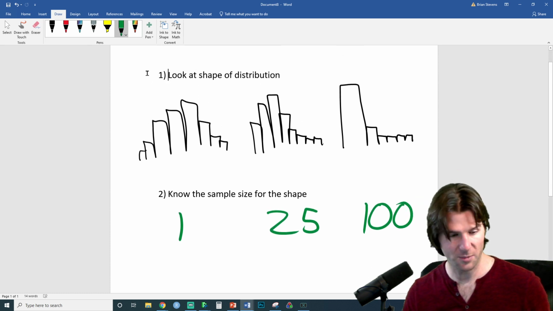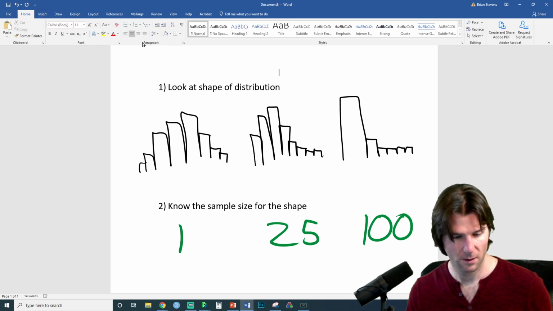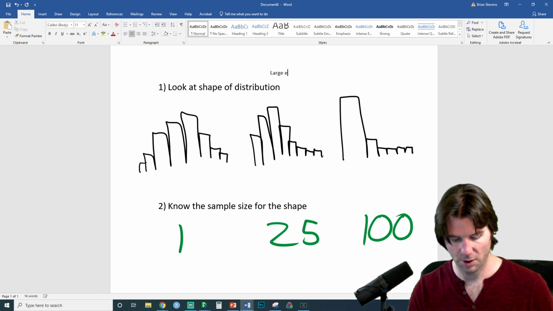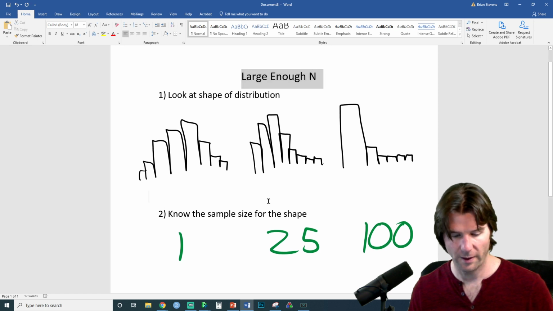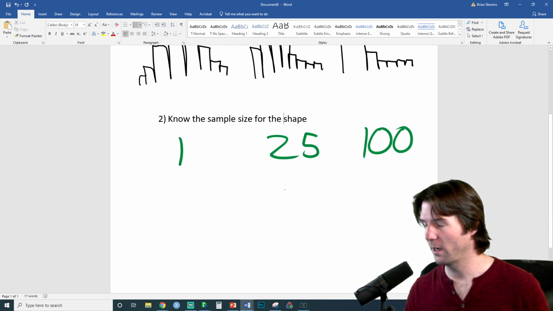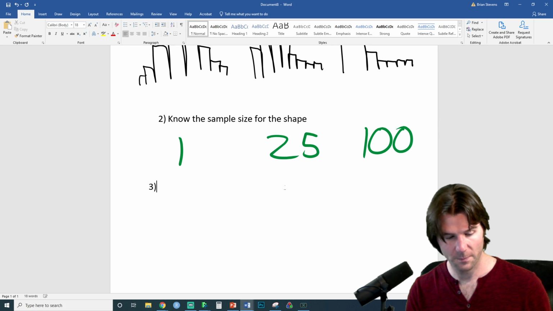So let's go back up to here, and let's put it right here. Go large enough n. There we go. So large enough n condition right here. And it's going to do the same thing to me, isn't it? Oh, it didn't. Why'd you do that before then? Number 3.